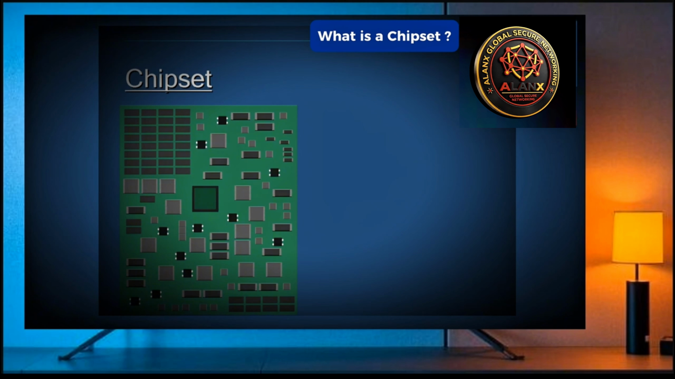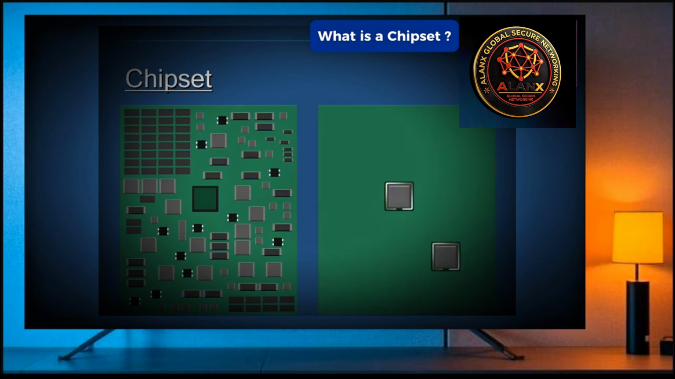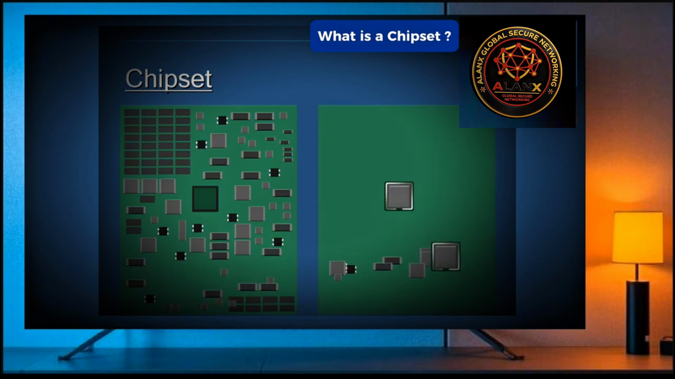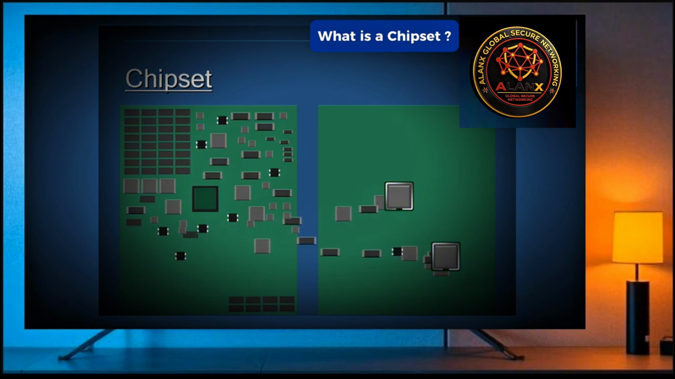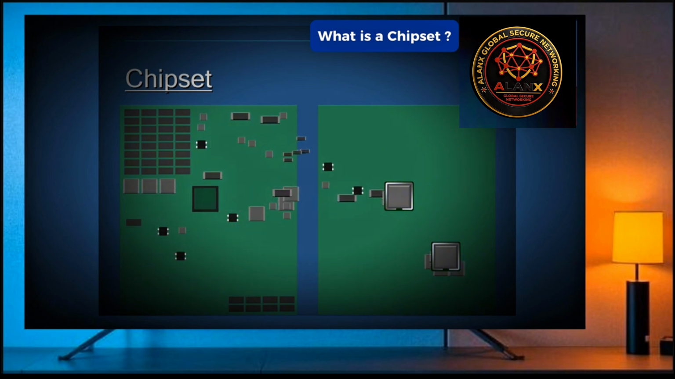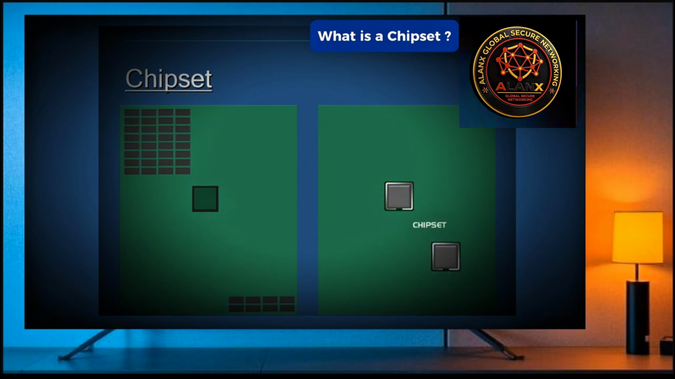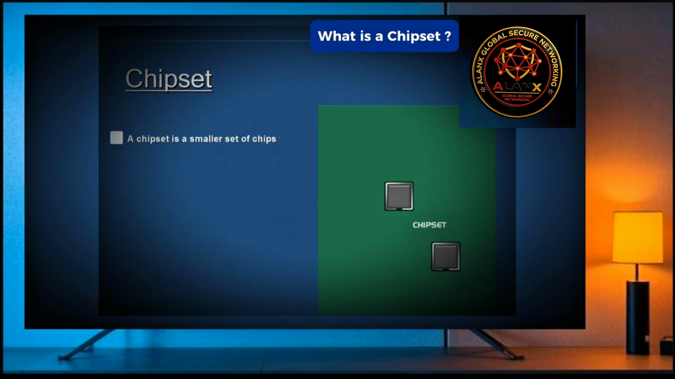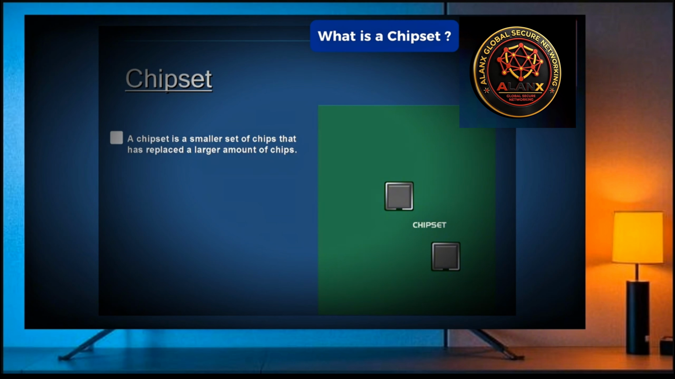So as technology progressed, computer engineers decided to reduce the number of chips and have them more in a centralized location. So instead of having these different chips scattered all over the motherboard, controlling different functions, they reduced the number of chips to do the same job and condensed them to only a few chips, or what's now called a chipset. And that's what a chipset is. A chipset is a smaller set of chips that has replaced a larger amount of chips.